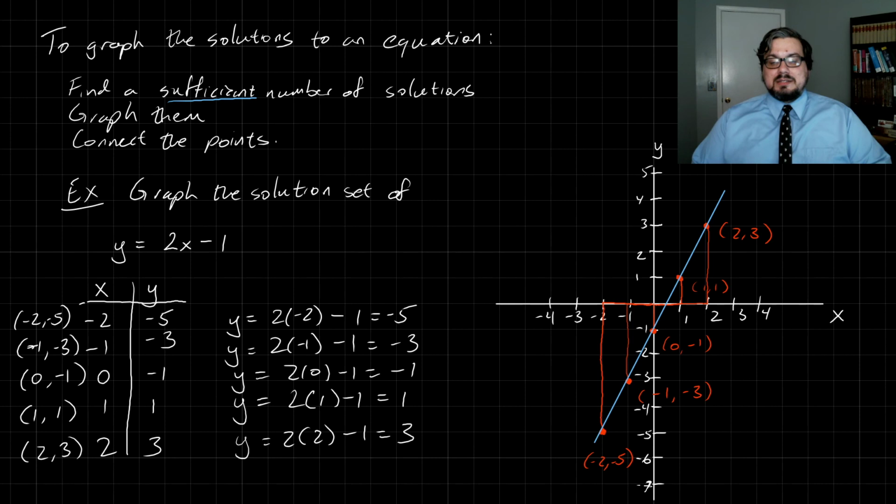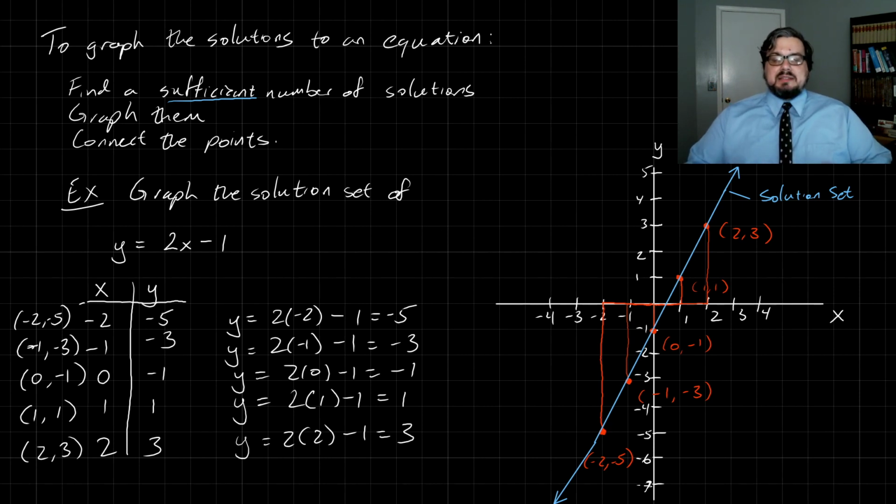And in fact, that blue line continued on forever in both directions, is the solution set to this equation. So this blue line right here is the solution set. Now, this means a couple of things.